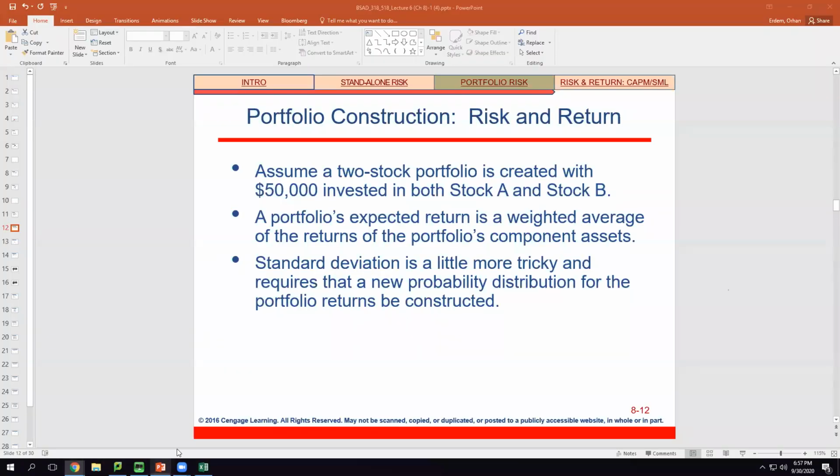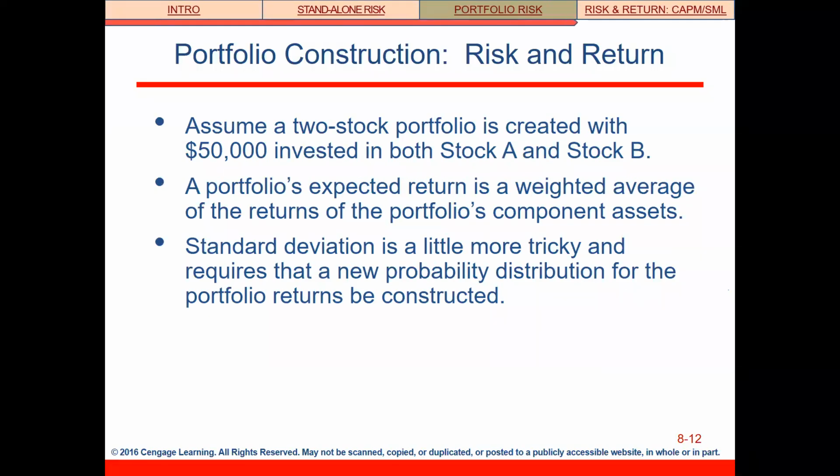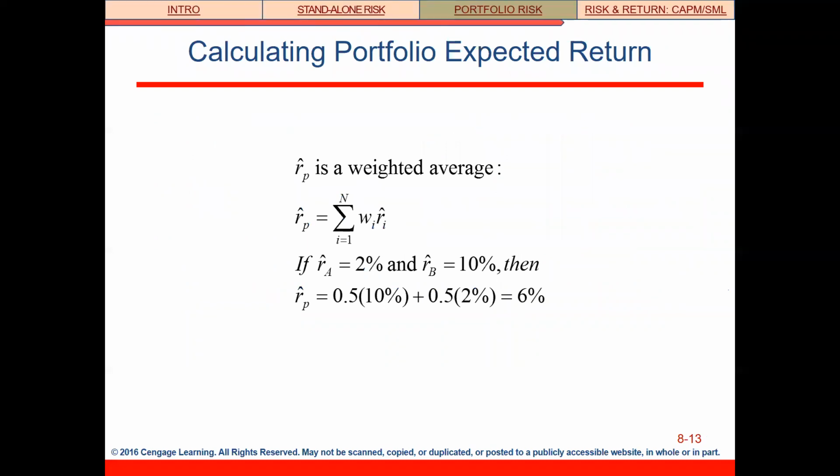Okay, so that's basically the meaning and the definition of diversification. So how can we measure diversification? Let's see, for example, that we have a portfolio of two stocks, created by investing $50,000 in both stocks A and B. We are going to calculate the portfolio's expected return using the expected return on each single stock. Let's take a look at the definition here.